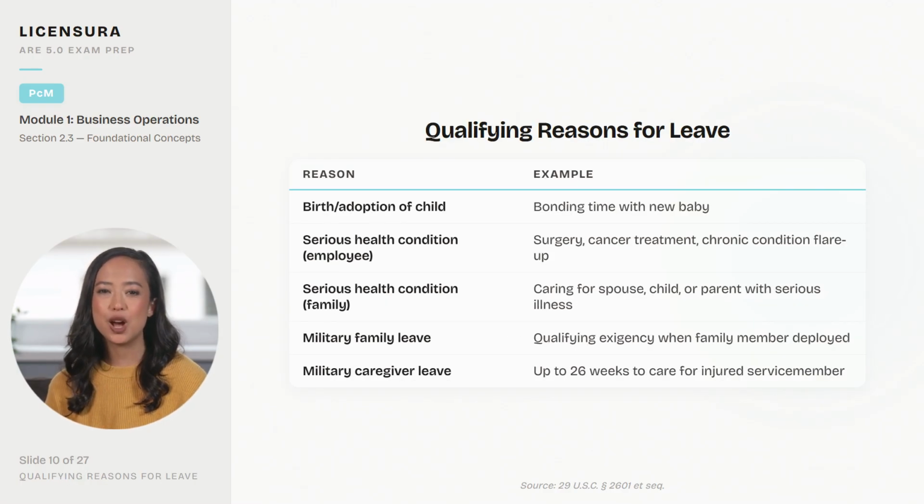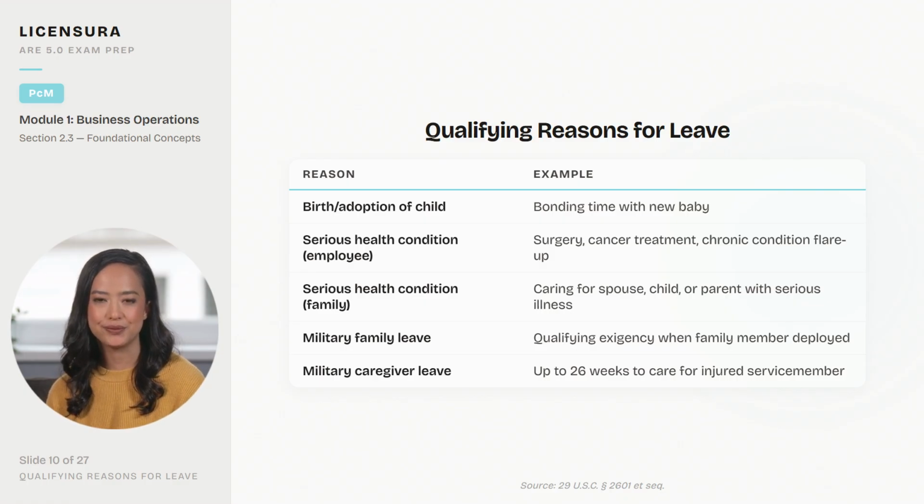So what actually qualifies for FMLA leave? Birth or adoption of a child, bonding time, a serious health condition, either yours or a close family member's, surgery, cancer treatment, chronic condition flare-ups, and military family leave, which can actually extend to 26 weeks when you're caring for an injured service member.